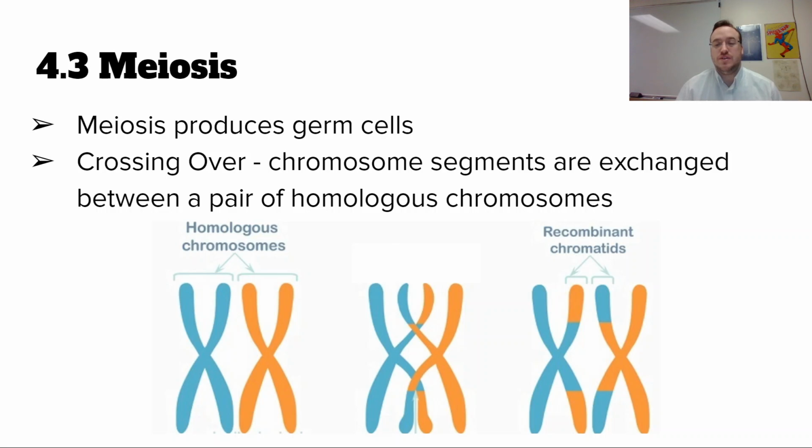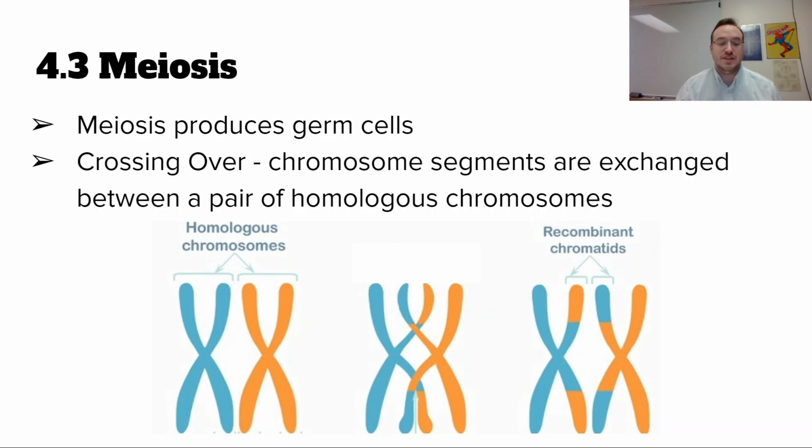So crossing over happens when those chromosome segments are lined up during prophase of meiosis. As the homologous chromosomes line up, they can actually twist around each other and they almost recombine. From that, we call them recombinant chromatids. So the chromosomes are slightly different.